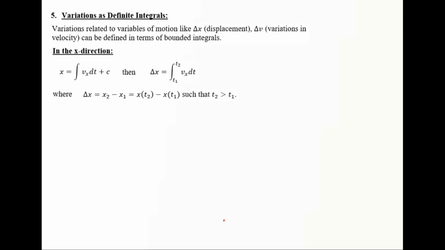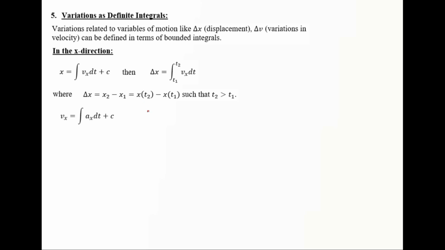By that, we can say that, section 5, variations as definite integrals: variations related to variables of motion like delta x, delta v can be defined in terms of bounded integrals. In the x direction, we know that the position is related to the horizontal velocity via an integral. So delta x would be the bounded integral between t1 and t2, such that t2 is a later instant, and delta x would be representing x2 minus x1. x2 is computed at a later instant.